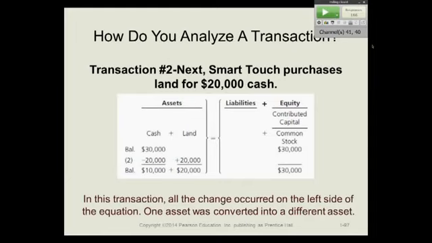You've taken a non-productive asset, cash, and you've converted it into an income-producing asset, which would be land. So again, you convert one asset to another, it does not change the rest of the equation, and the equation is still in balance. And that's one of the things you have to do.